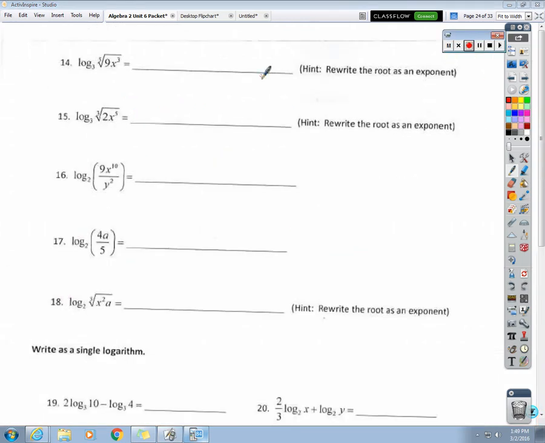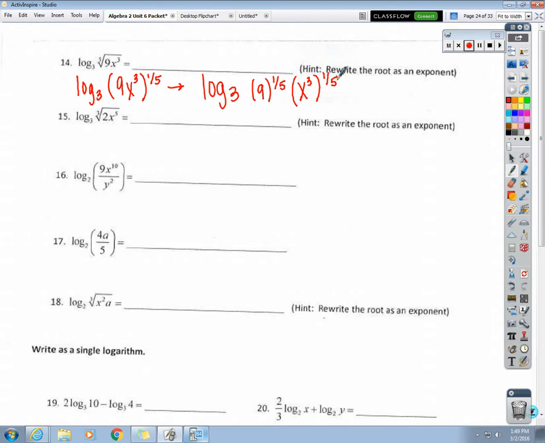Let's go over it. The first thing that we need to do is rewrite it without that 5th root. So instead of doing the 5th root of 9x cubed, I can raise 9x cubed to the 1/5 power. Basically, that's raising the 9 to the 1/5 power, and raising the x cubed to the 1/5 power. And so we need to simplify this a step further. What is x cubed raised to the 1/5 power? X to the 3/5.